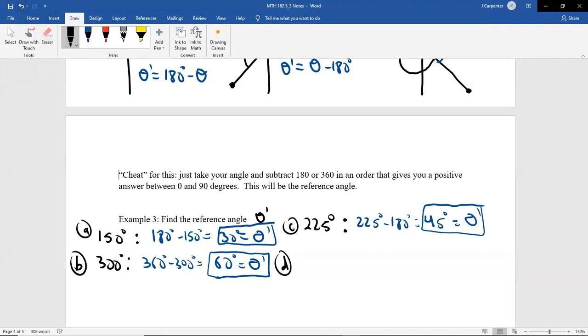Finally, D, 7 pi over 3. Oh, radians, everybody's favorite. If you need to convert this to degrees, you would multiply by 180 degrees over pi. I'm not going to show you that. If you want to do it that way, that's your own prerogative. You do you. If you can get the answer right ultimately and get the reference angle, that's fine. But your reference angle is going to need to be in radians since it started in radians.